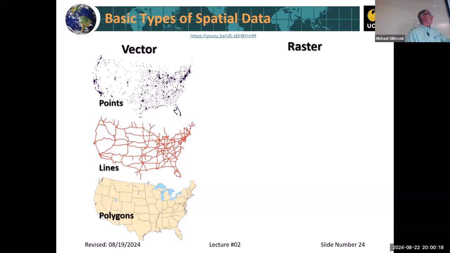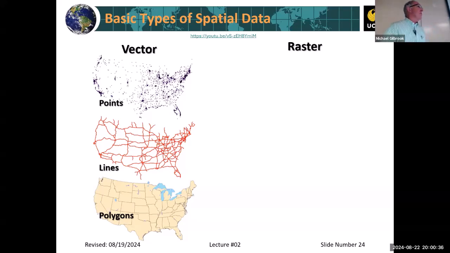Who said cities earlier as a point? Cities can be points when you're looking at this scale, but if you zoom in, the city occupies an area. You have to show it as a polygon. Lines. We can show a river as a line until you zoom way in.